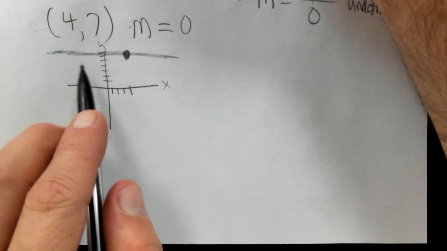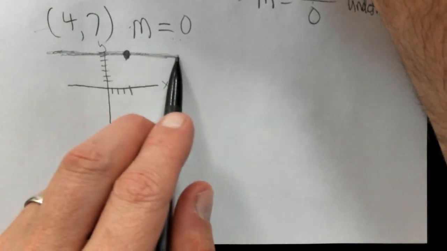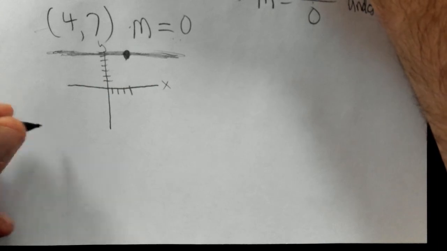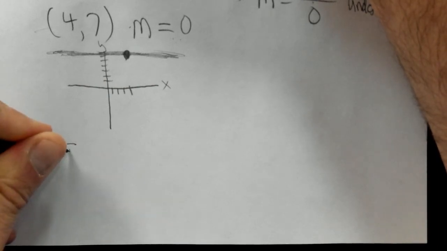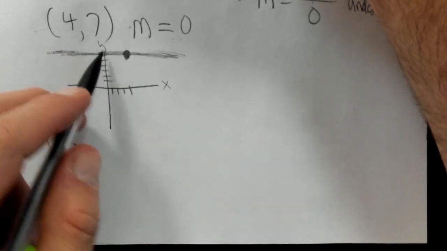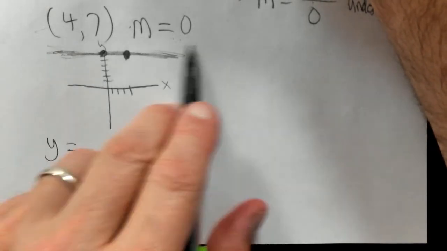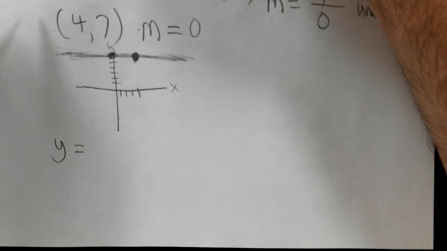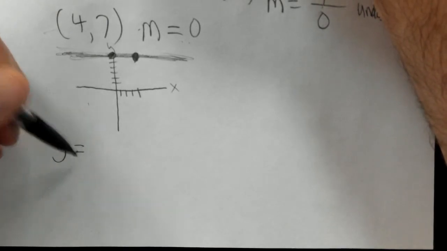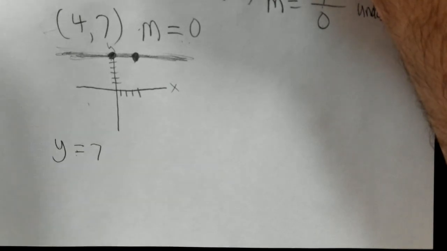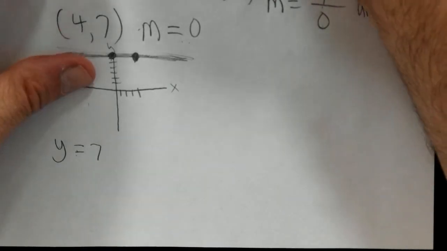All right? Well, if you've got a horizontal line, the equation is just going to be y equals the place where it crosses the y-axis. So all horizontal lines have the equation of the form y equals whatever number it crosses at. In this case, it crosses at 7. Okay, so there you go.